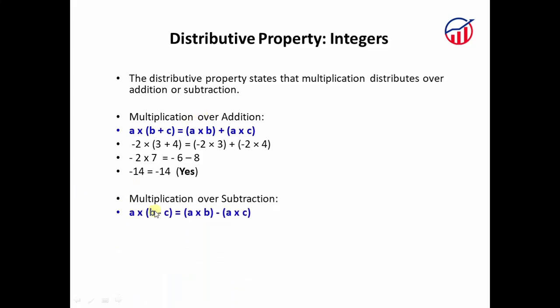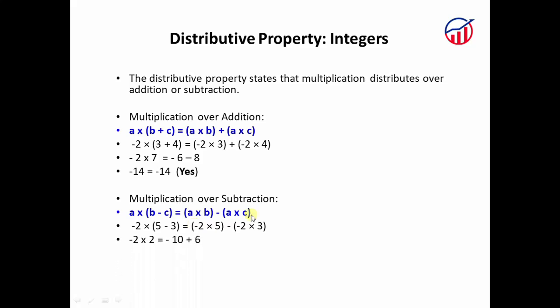Here A into (B minus C) is equal to A into B minus A into C. What does this mean? It means that you multiply A into B, and the negative sign will come over here, and you'll have A into C. So multiplication basically distributes over subtraction. So here is an example: minus 2 into (5 minus 3) is minus 2 into 5 minus 2 into 3. So you have first negative 2 multiplied by 5, then you have the negative sign over here, and then you have negative 2 multiplied by 3.